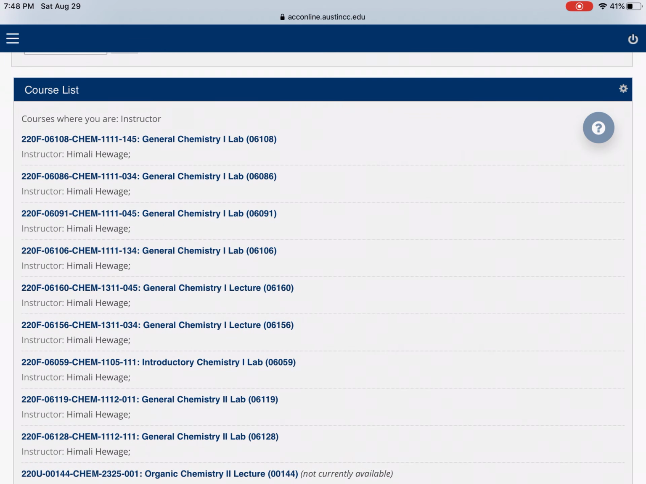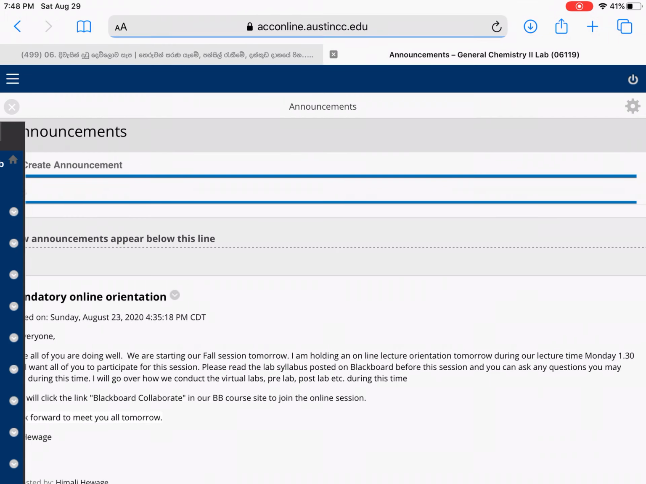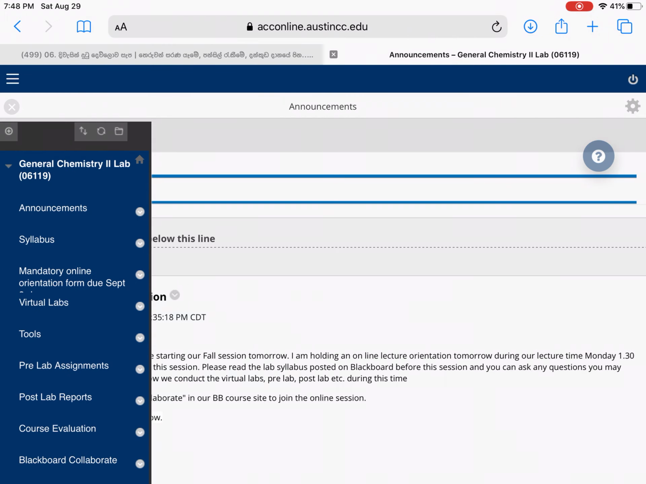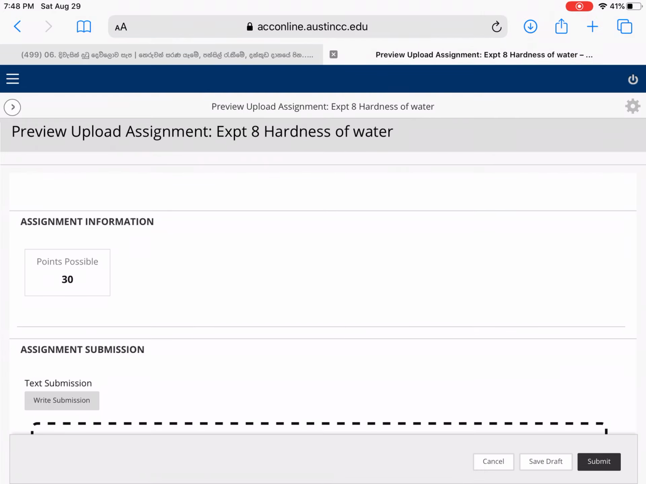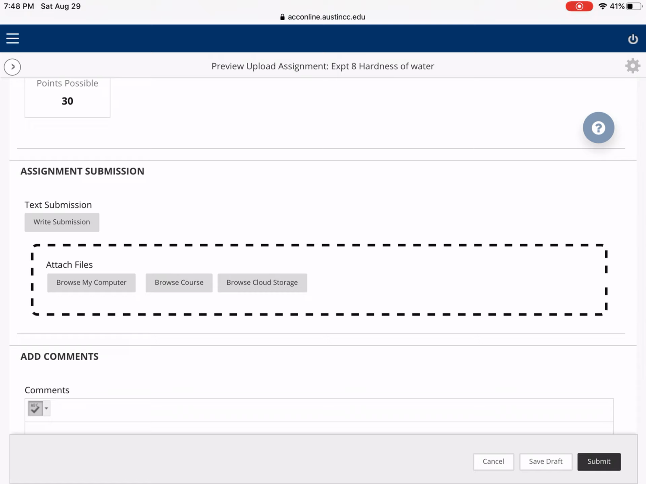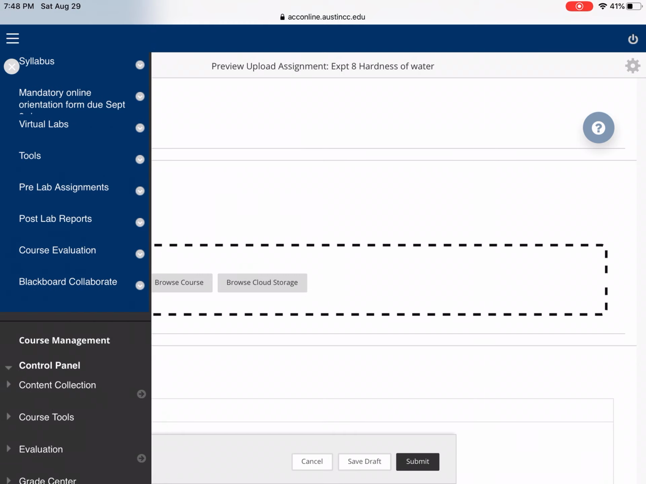You go to your general chemistry lab, and yes, you see here the post-lab reports. You click the post-lab reports, and then the experiment 8 hardness of water, you click that, and you're going to be turning in your post-lab report sheets through these slots already made for you. Okay, so when you turn it in, you can either take a picture or you can scan it and send it as a PDF. Okay, that's how you turn in your lab reports. That's due 1 week after the experiment date, and it is the same way for all the labs.